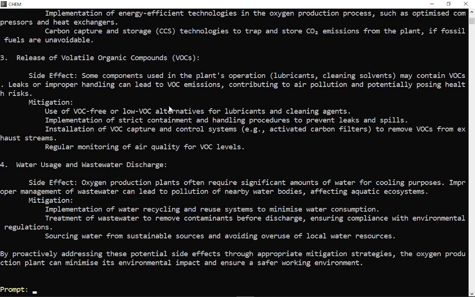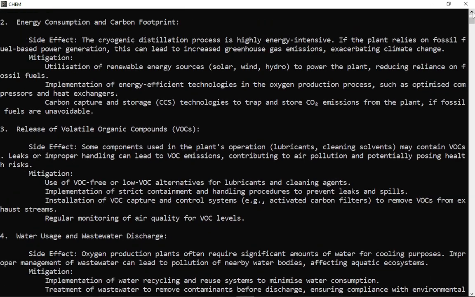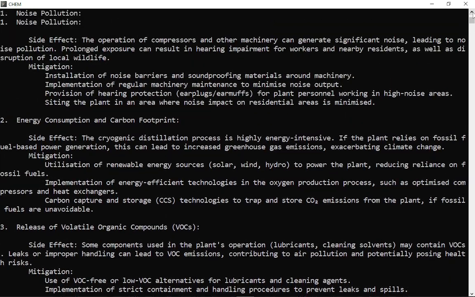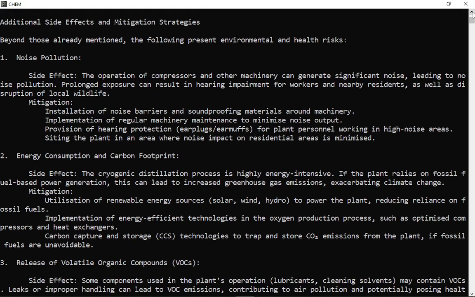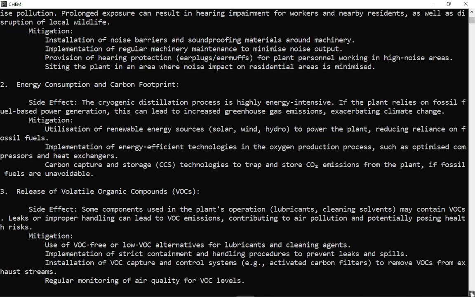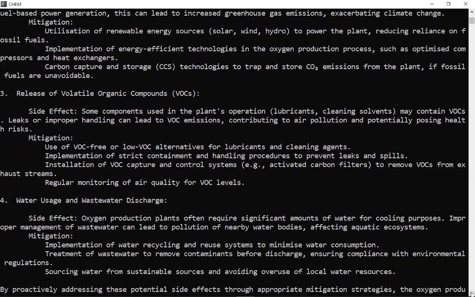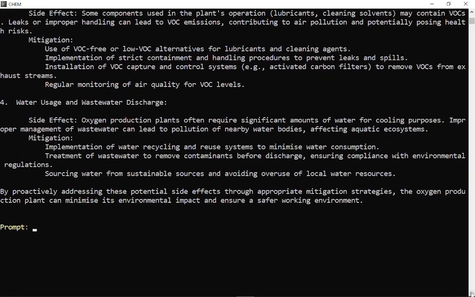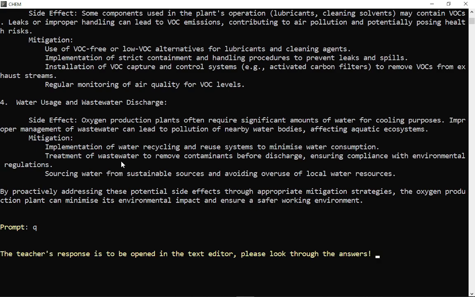Second components may contain this. Use the mitigation options. Look at, say, water: they give you a lot of options there to read through. Noise pollution is there. You get energy consumption and carbon footprint. Basically, all these are now better options. So at the end of the day, when you feel tired as usual, when you place theta 2 here, it takes you back to your current station.